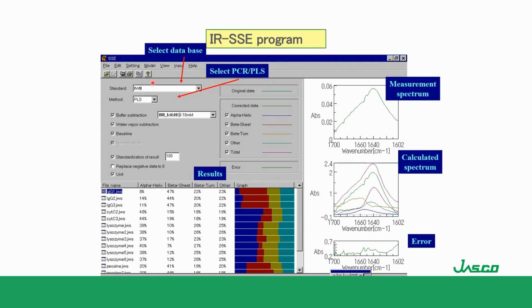So this is the interface of our software, and in here we can select the data. Of course, this is the spectrum that you want to be studied. The two algorithms can be chosen here, and the method is just a drop down. We can subtract the buffer. Usually the proteins are dissolved in a buffer, and we can subtract the water vapor, and we can do other corrections. We have the results here. On the left-hand side, and in the right-hand side, we have the measurement of the spectrum that I mentioned before, 1700 to 1600. Calculated spectrum, this is the deconvoluted spectrum. So we have here the peaks that correspond to alpha helixes, beta sheet, beta turn, and other. But we have the error that was used for the calculation of that estimation.